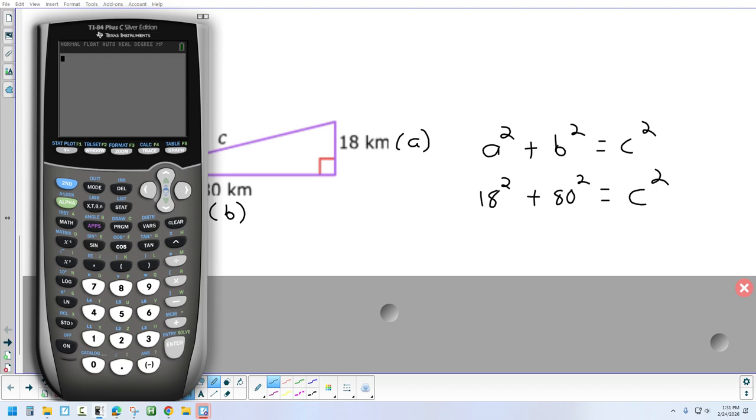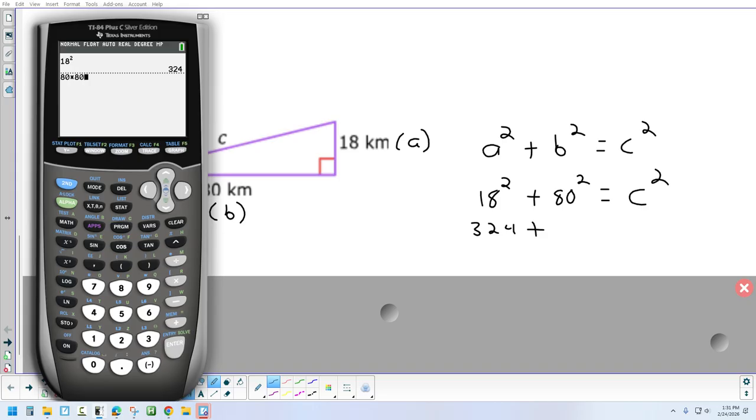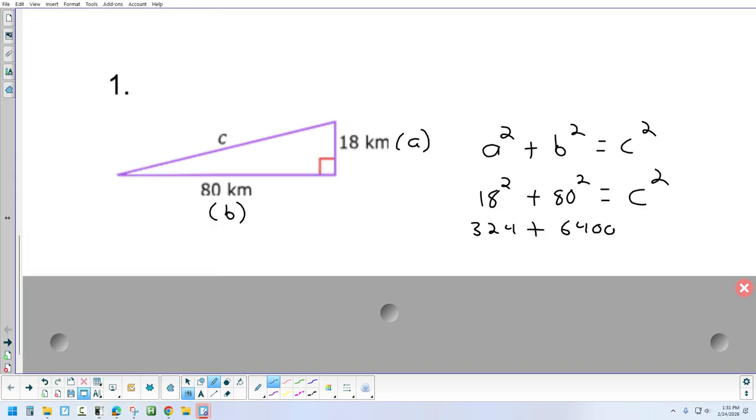All right, so now we need our calculator. Let's do 18 times 18 gives us 324. And then 80 times 80 gives us 6,400. And what do I have to do with the 324 and the 6,400? Yep, I'm going to add them up. So that's going to give me 6,724. Now that's not C, that's C squared.